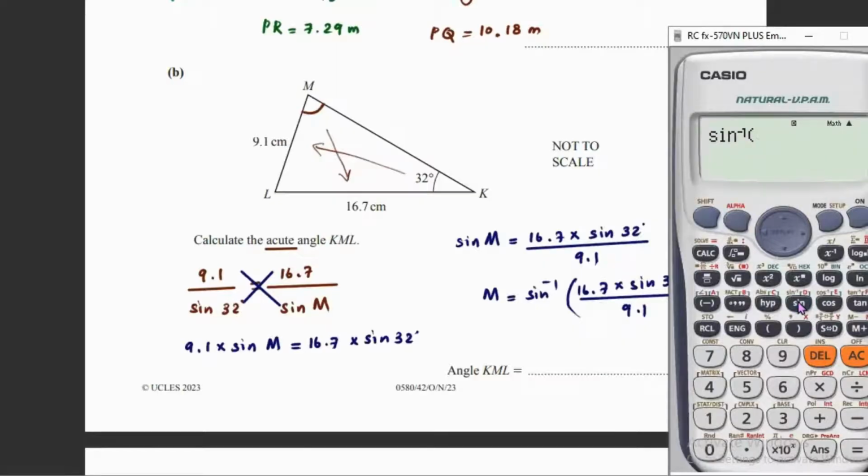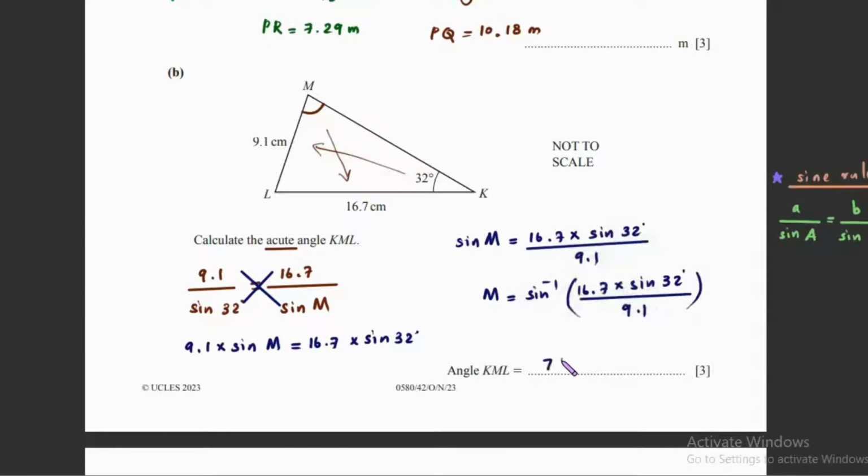So I have inverse sine, fraction. We have 16.7 times sine 32, so I'm going to close the bracket for that. And in the denominator, I have 9.1, and then I'm going to close the brackets. So when I find that, I get 76.529, which is the same as 76.53. So 76.53 is definitely an acute angle. So that's going to be the value. Let's move on to part C.